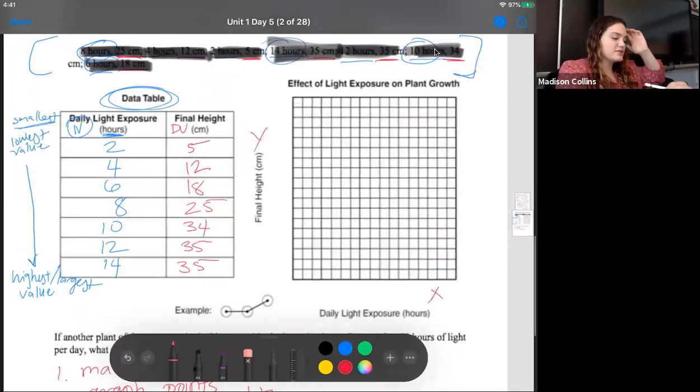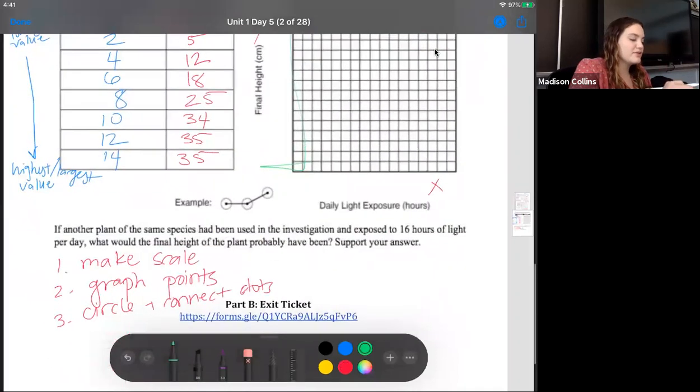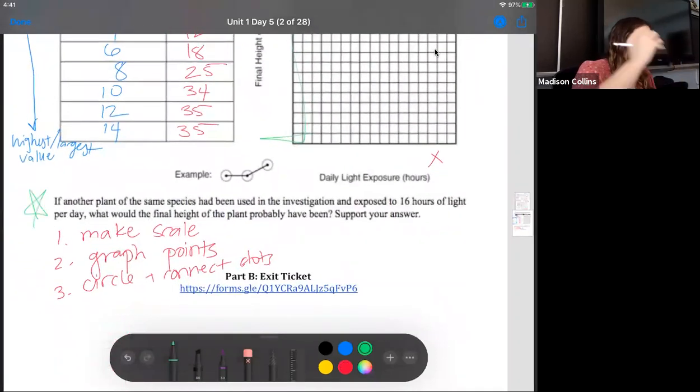All right, so use this data table that we just filled out to complete this graph right here, talking about the effect of light exposure on plant growth. When you are done with that, you have one question to answer about that graph. So the question is, if another plant of the same species had been used in the investigation and exposed to 16 hours of light per day, what would the final height of the plant probably have been? Support your answer. So you will need to use your graph to answer this question.